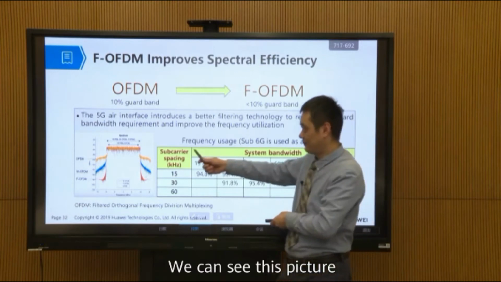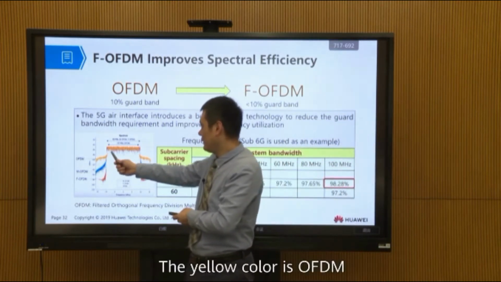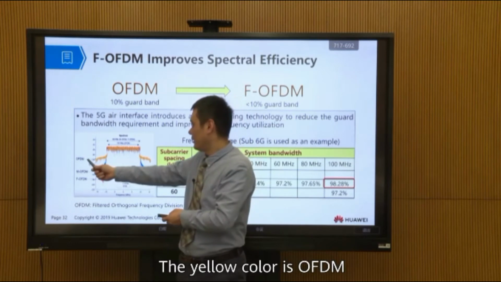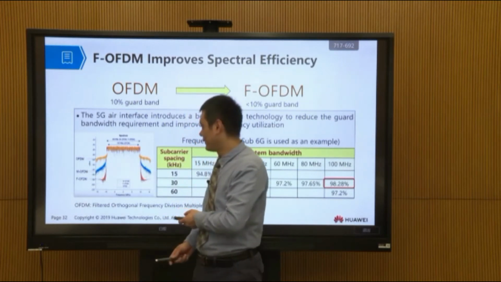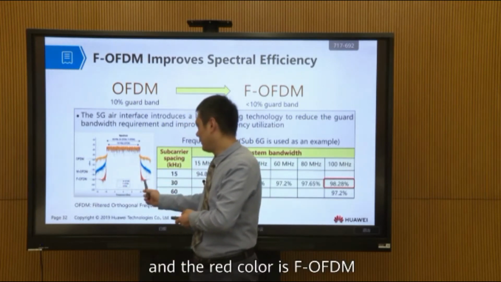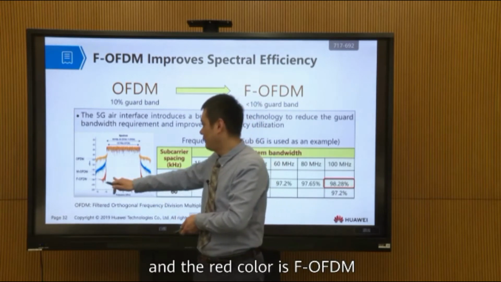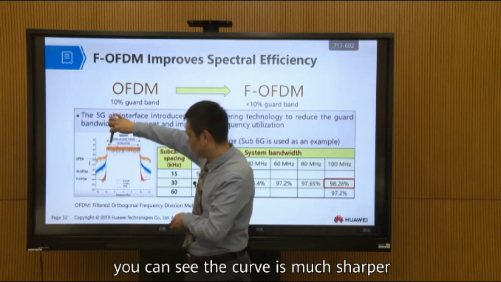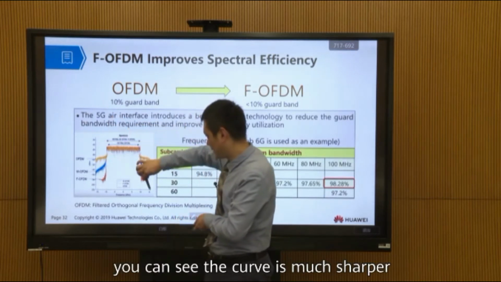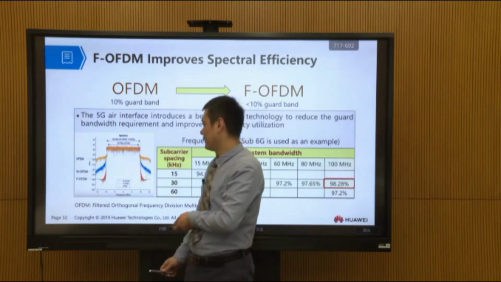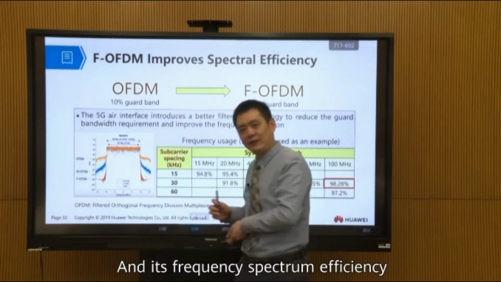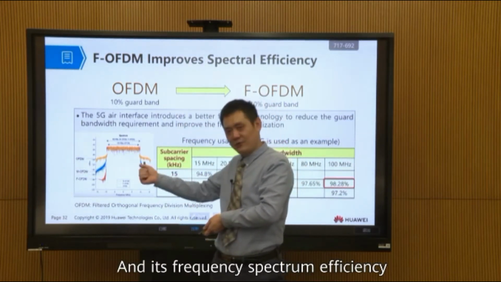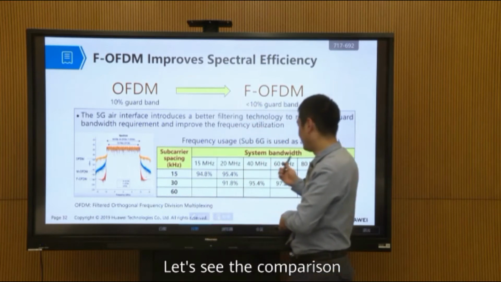You can see this picture. The yellow color is OFDM, and the red color is F-OFDM. You can see the curve of F-OFDM is much sharper, and its frequency spectrum efficiency is much higher. Now, let's see the comparison.